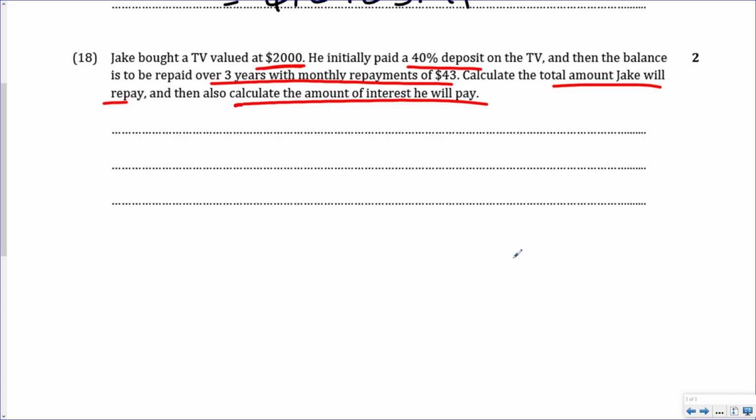So quite a few bits here, but it's only 2 marks. Essentially, we need to find how much he's paying in total, and then how much interest he is paying. So to start us off, we're paying a 40% deposit. That means when Jake bought this TV from Good Guys or whatever, he paid 40% of it straight away. So let's find what that 40% is.